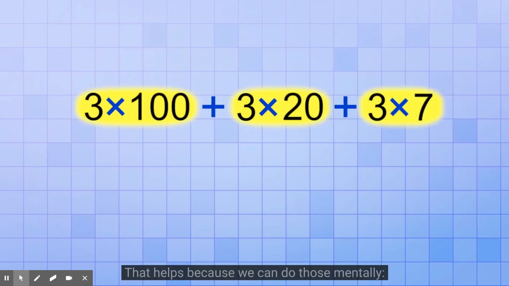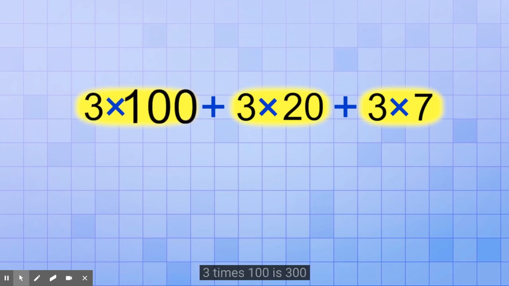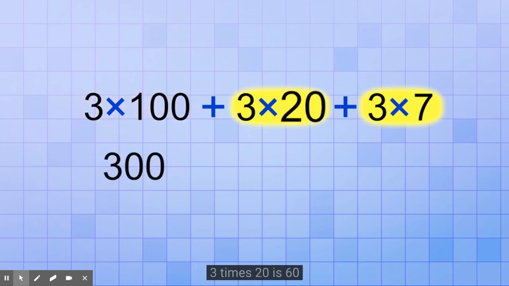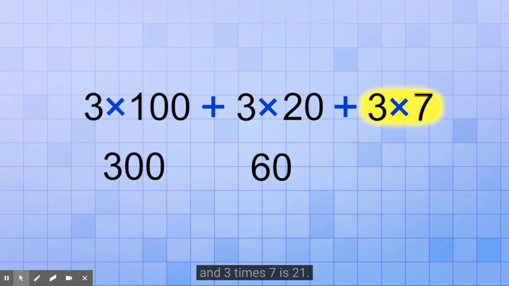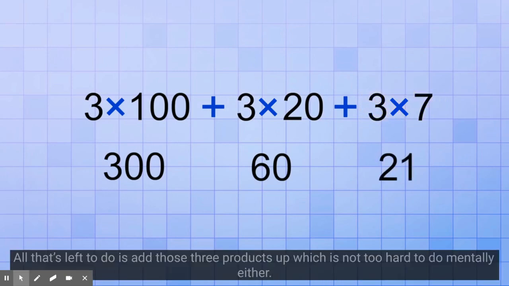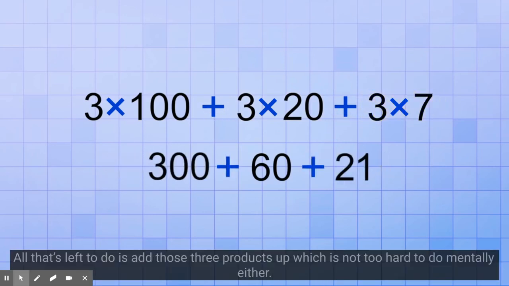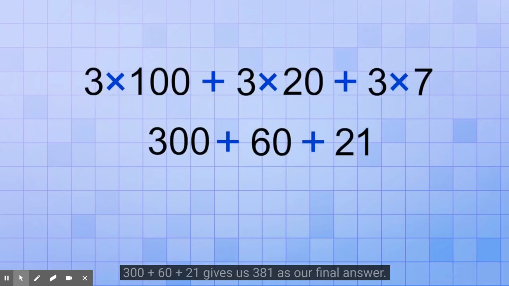That helps because we can do those mentally. 3 times 100 is 300. 3 times 20 is 60. And 3 times 7 is 21. All that's left to do is add those three products up, which is not too hard to do mentally either. 300 plus 60 plus 21 gives us 381 as our final answer.